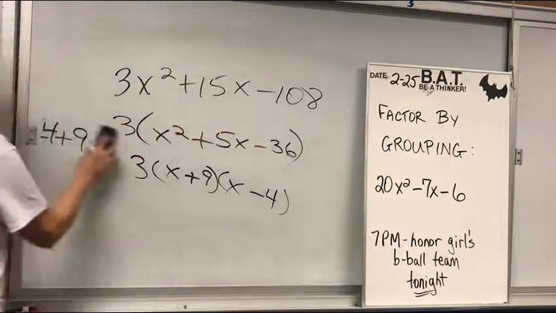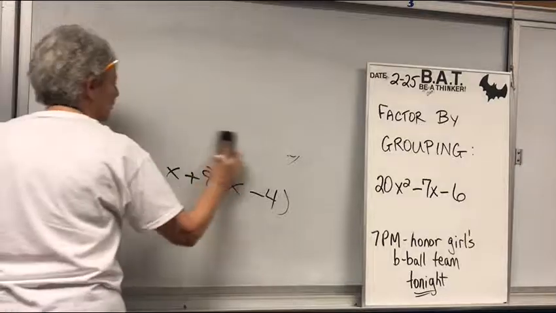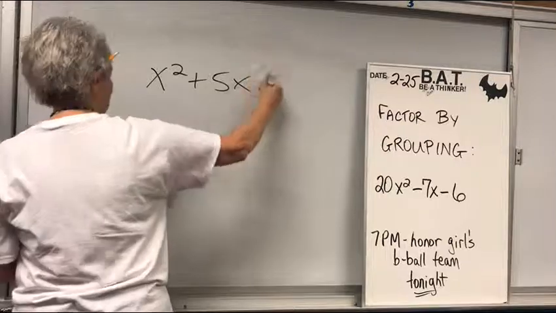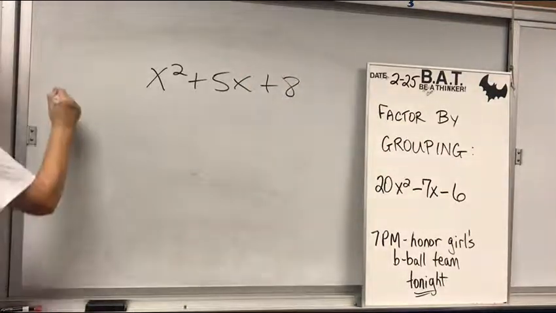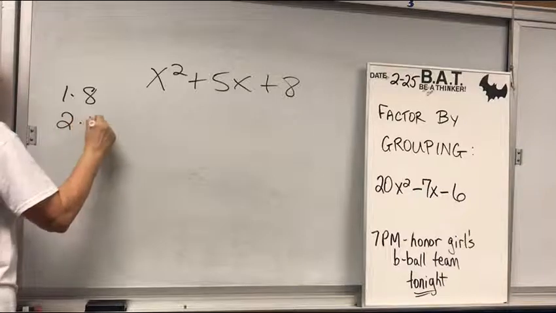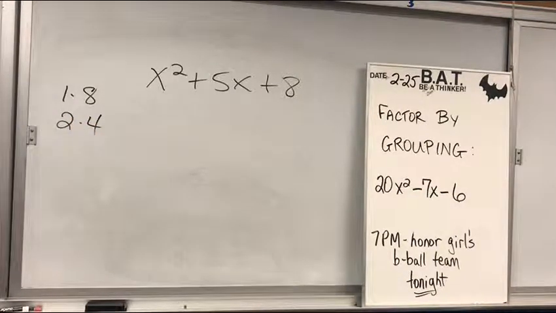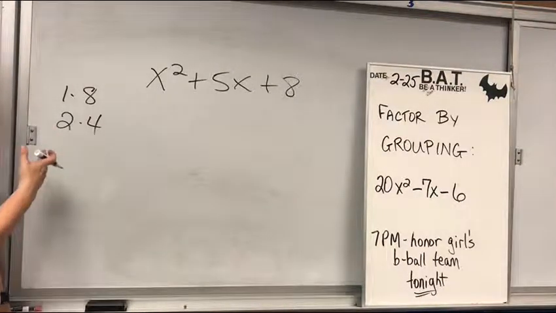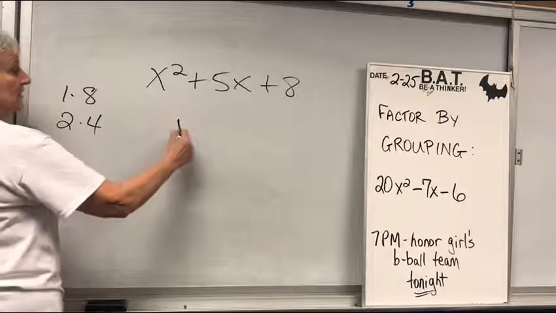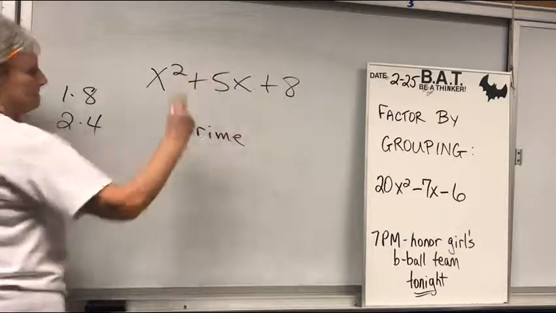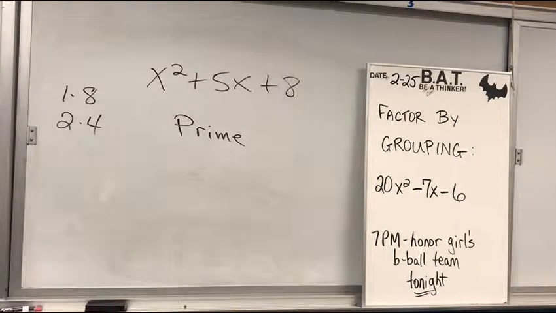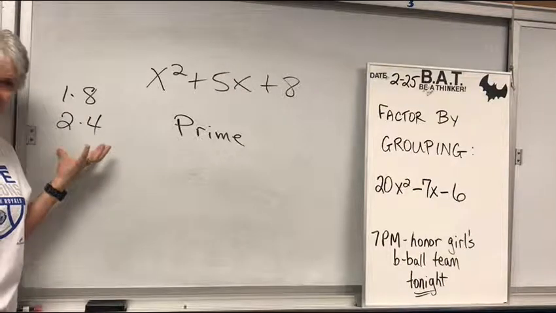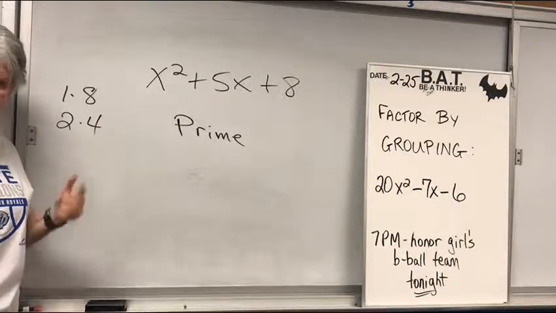And the last problem I wanted to show you is what happens when you have something like this. Factors of 8 that give me a 5. No, 4 and 4 equals 16. It shouldn't take long for you to realize there isn't one, so it's prime. These are the only 2 possible choices for 8. None of them are going to give you a 5, so it's prime.